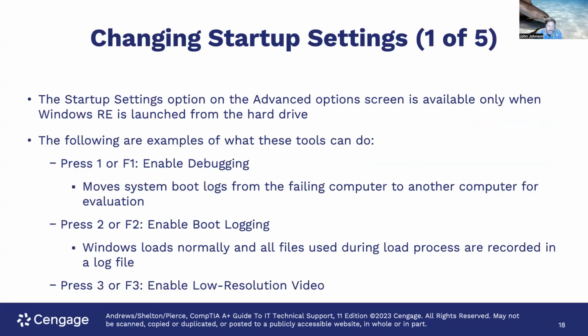So, changing startup settings. The Startup Settings option on the Advanced Options screen is available only when Windows RE is launched from the hard drive itself. Keep that in mind. The following are some examples of what these tools can do. Press 1 or F1 to enable debugging, which moves the system boot log files from the failing computer to another computer for evaluation, which is very helpful. If you press 2 or F2, you can enable boot logging, which loads Windows normally, and all the files used during the load process are recorded in a log file. That's really nice, so you can look at it later.